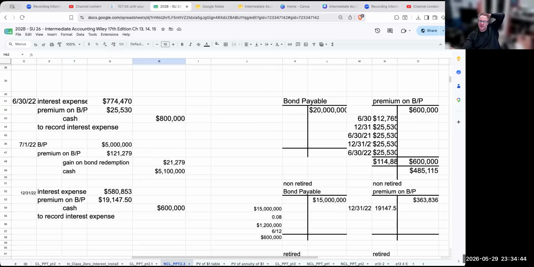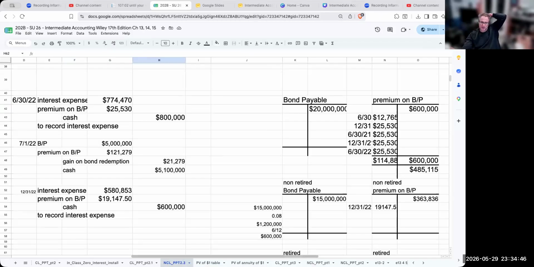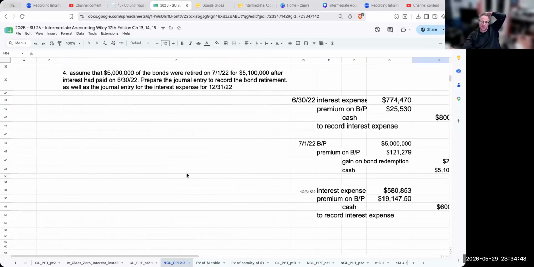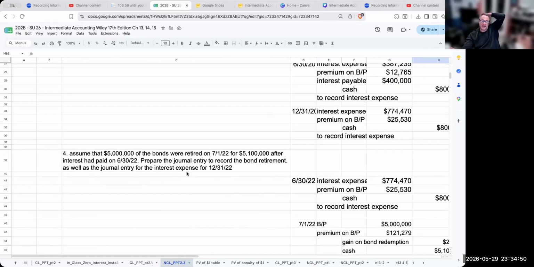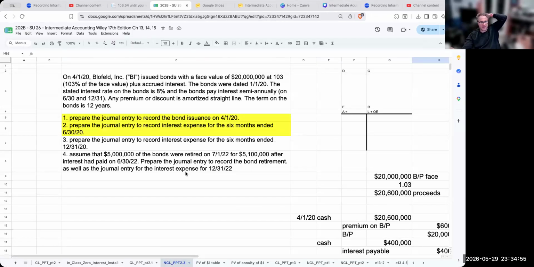Okay, I checked my AI solution and I think we may actually be good to go. So it's kind of exciting. So yeah, this is what we would go through and do when we have a bond being issued in between interest dates, and then we have a redemption.